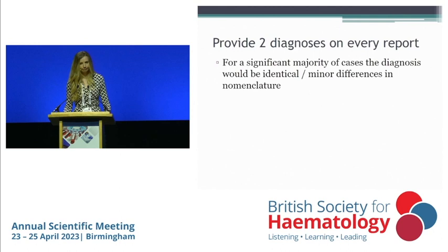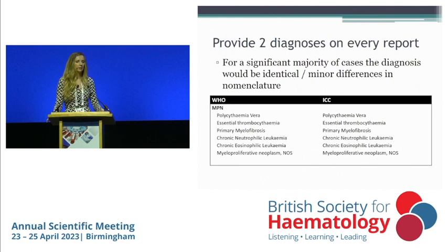So what about putting both diagnoses on every report? I know that there are some European groups that have mandated that that should be what happens, that we should be providing two diagnoses for every sample. I think this is probably overkill. For a significant majority of cases, the diagnosis would be identical, or only very minor differences in nomenclature. And if you look at some examples of this, MPN is a classic example where the diagnostic terms are identical, and actually the diagnostic criteria are pretty much the same across the two diseases, outside of CML, where there's a little bit of controversy there.